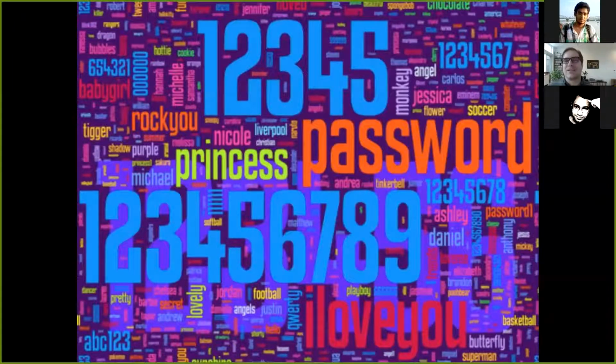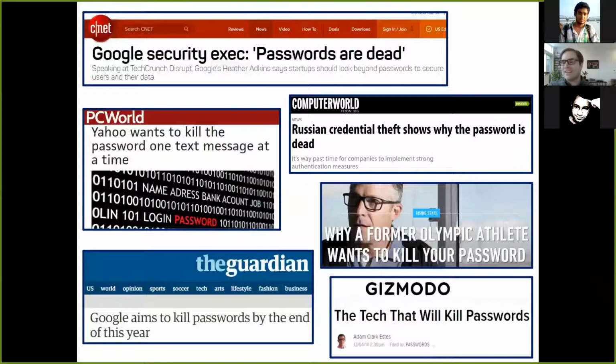Passwords are something, as I mentioned, I've thought about for years. It was really alarming when I ended up writing my PhD dissertation about 5 years ago on passwords, and I kept seeing these news articles like, passwords are dead. Yahoo wants to kill the password. Russian credential theft shows why the password is dead. Why a former Olympic athlete wants to kill your password. Google aims to kill passwords. The tech that will kill passwords, right?